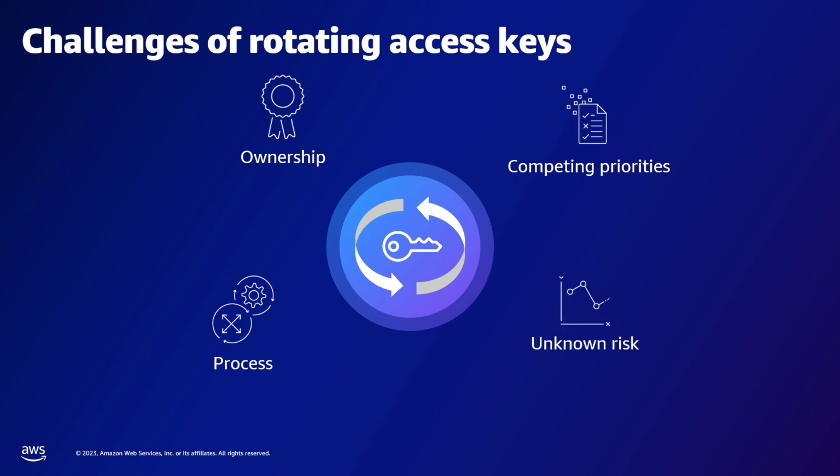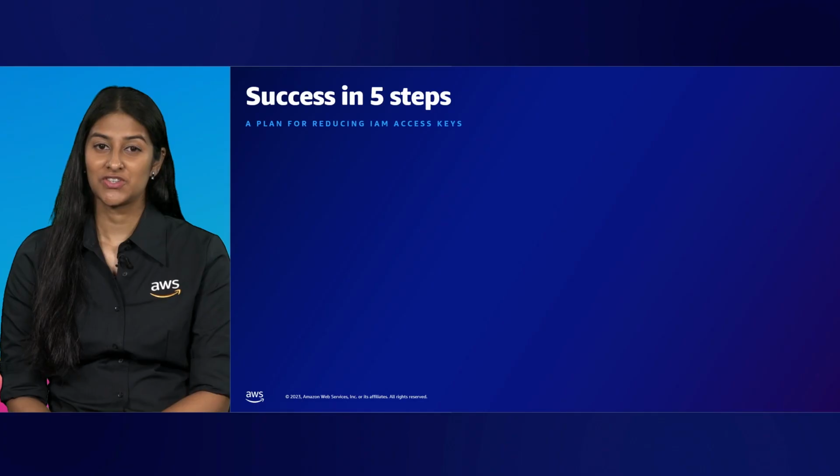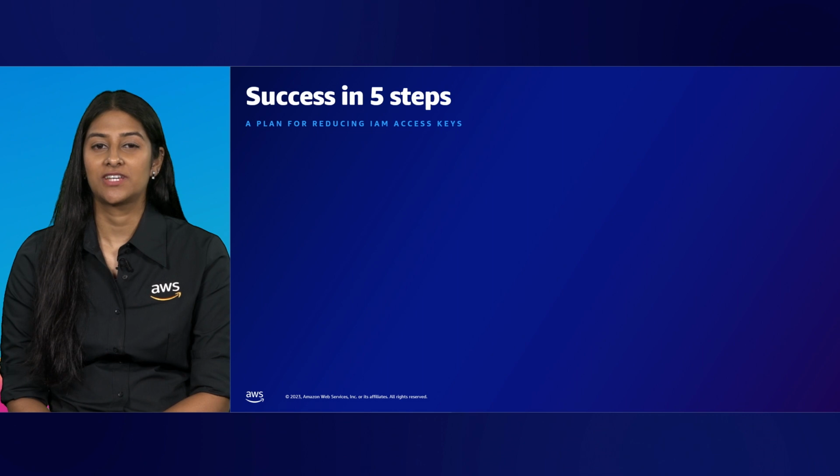Or you end up with a long list of keys that need to be rotated, but there's no idea of the risks associated with any of them, so it's difficult to know which ones to focus on first. And simply, the sheer size of the problem of rotating hundreds of access keys is a daunting one, making it hard to get started. So you must be wondering, what steps do I need to take in order to be successful when reducing access keys in my environment?